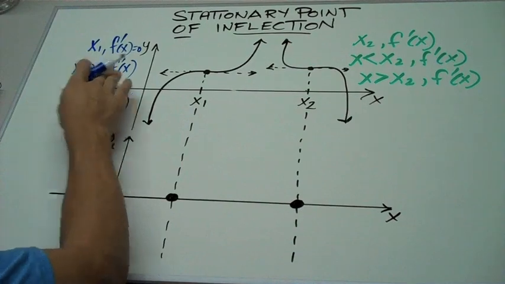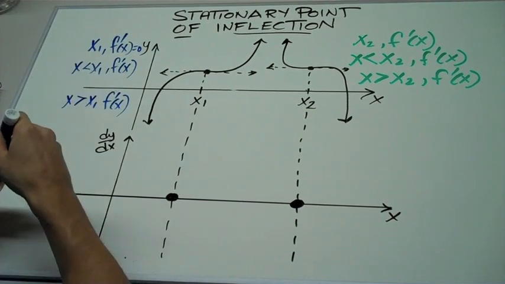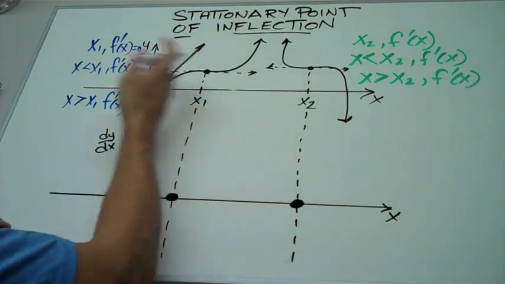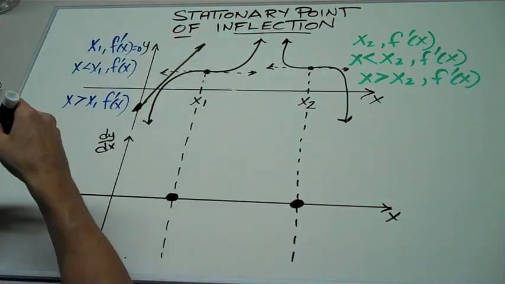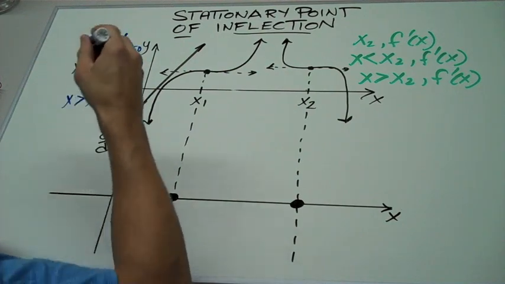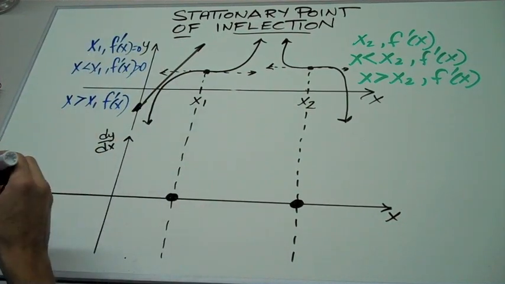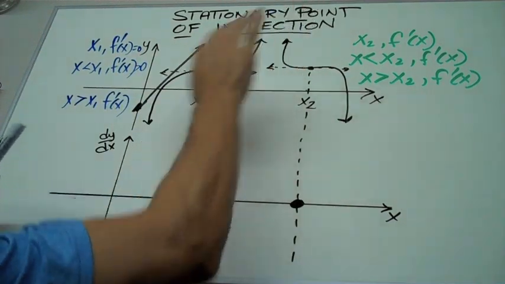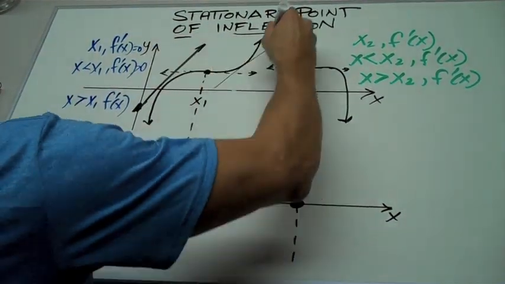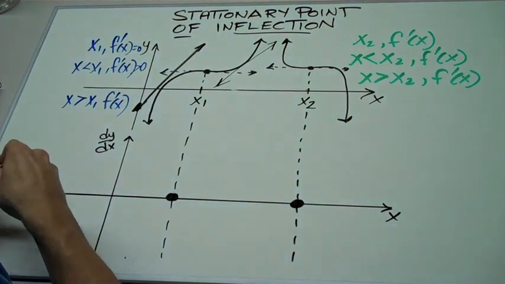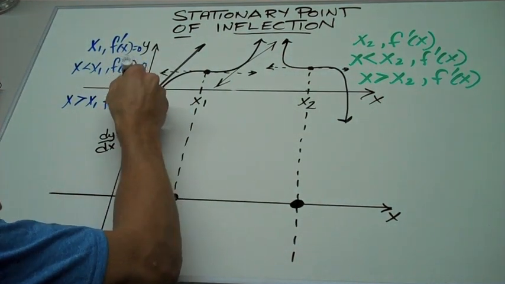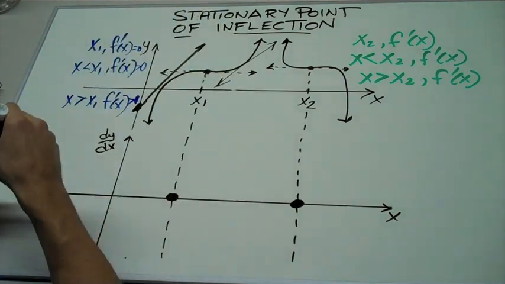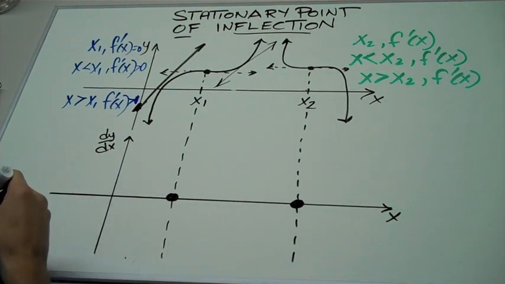For x less than x1, so in this region here, what do the tangent lines look like? They're all positive. So we can say for x less than x1, our derivative is greater than 0. Well, how about if we leave x1 on the positive side? Our derivatives, again, will be positive. So we can see that the derivatives on either side of the point in question will be positive to 0 to positive.